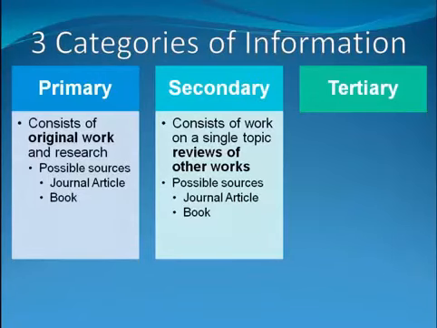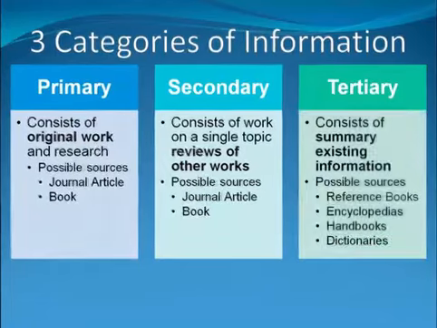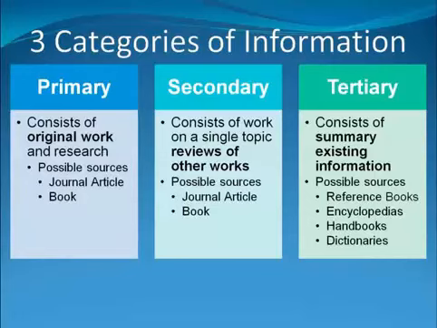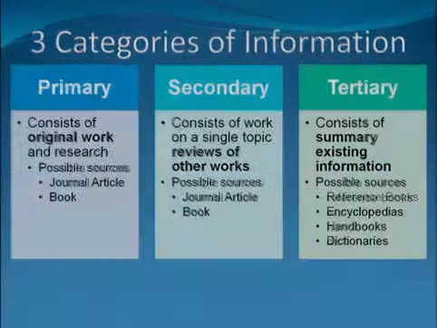An example from secondary literature would be a book called Nursing Theorists and Their Work, and this presents a review of many nursing theorists' work or writings. The third category is tertiary. Now, this consists of a summary of existing information. Possible sources of tertiary work include reference books, encyclopedias, handbooks, and dictionaries. An example of tertiary information would include the book Oxford Handbook of Clinical Skills of Adult Nursing.